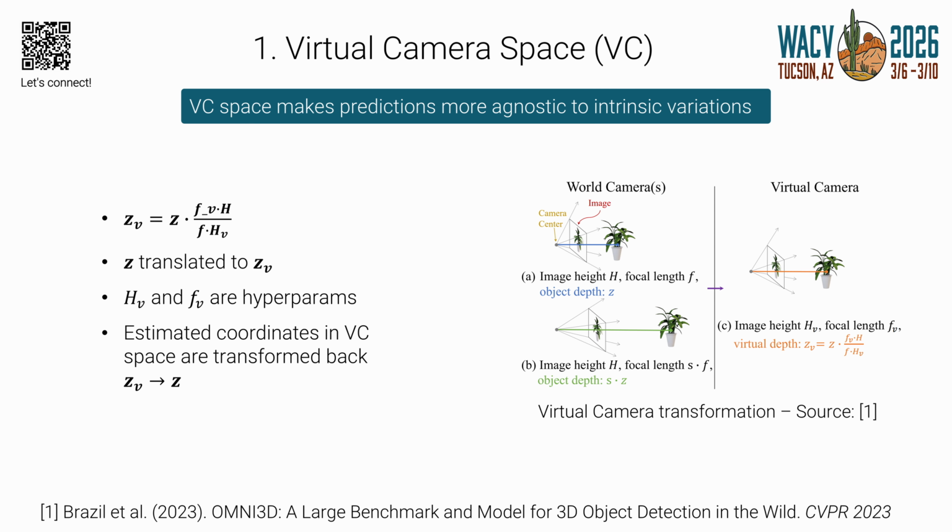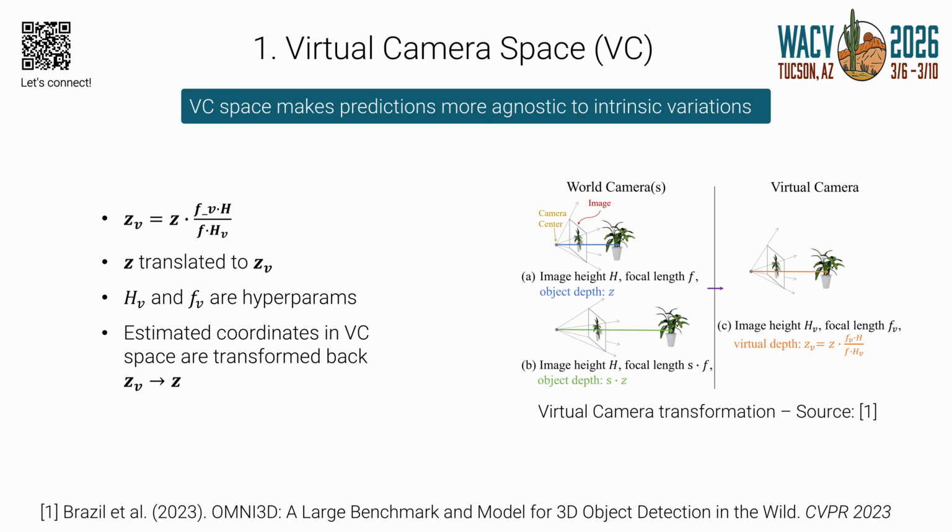The first component is about how we represent depth during training. Normally, models predict Z in metric space, actual millimeters, but that representation is tied to the camera's focal length and image size. So if you train on one camera and test on another, your depth predictions are off from the start. We fix this by transforming Z into what we call virtual camera space.